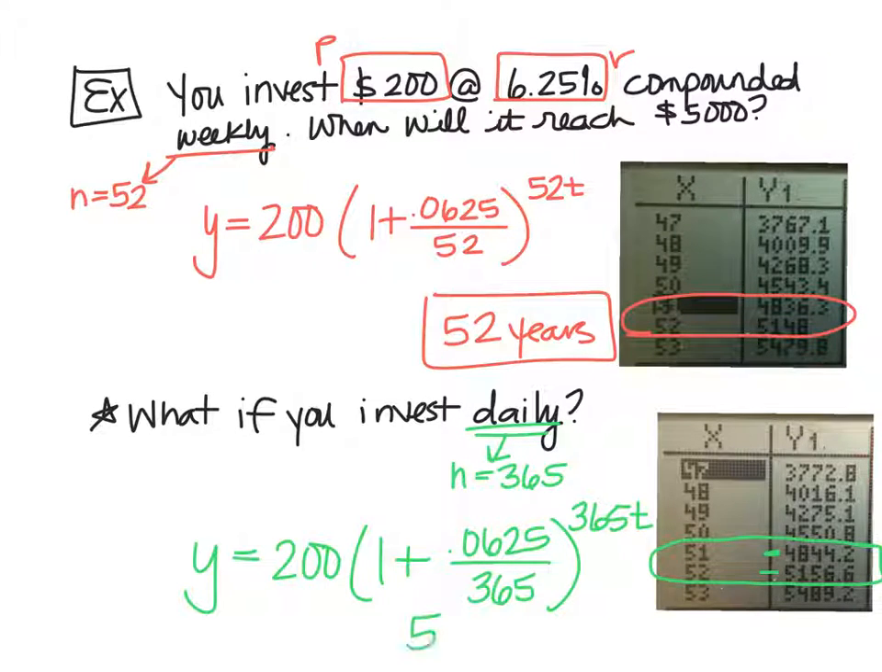So this one is still 52 years, but the big thing that I want you to notice, so you should probably put a star in your notes: the more frequently you compound, the more quickly you're going to earn money. So if you have the option to compound daily versus once a year, then you want to do that because that's going to work in your favor.